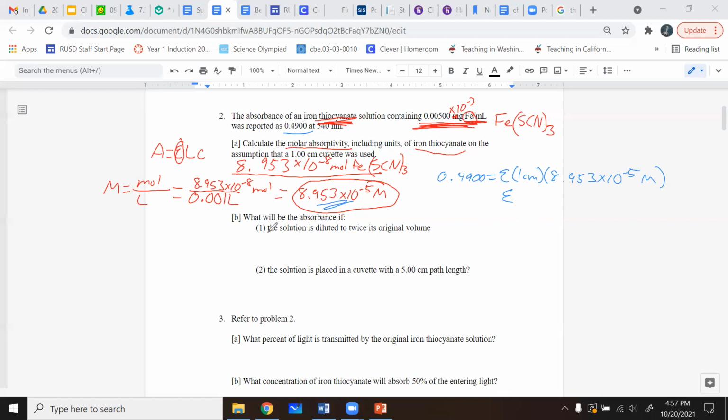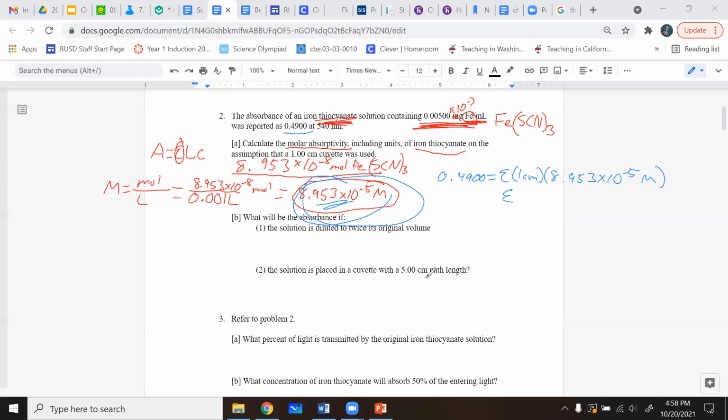Now, for letter B, it asks what will be the absorbance if the solution is diluted to twice its original volume. So if you dilute something to twice its original volume, you're basically halving the concentration. So quite literally, this number right here, this 8.953 divided by 2 is going to be your new concentration. Okay, so once you do that, you can just plug that new concentration straight back into Beer's law and solve the problem.